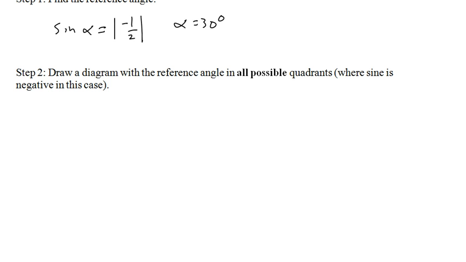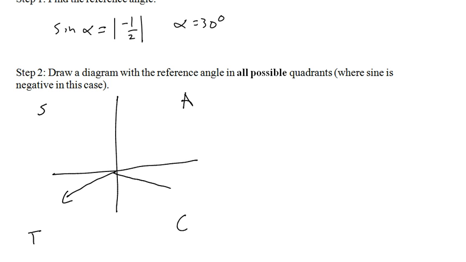Step 2, we're going to draw a diagram with our reference angle in all possible quadrants. In this case, sine is going to be negative. So we're going to do all students take calculus, which means that sine is negative here and here. So that's going to be a 30-degree reference angle there, and a 30-degree reference angle there. And I'm just going to do step 3 here just to keep everything on the same page.